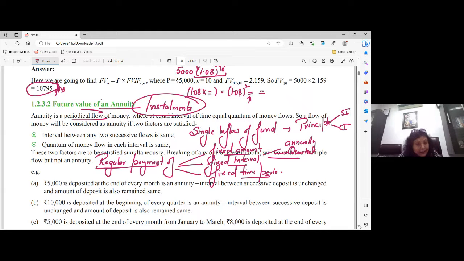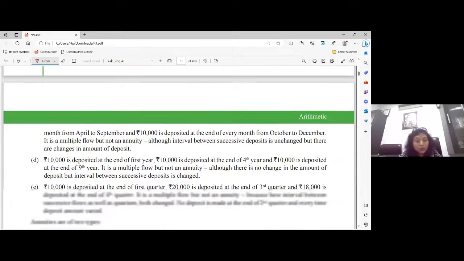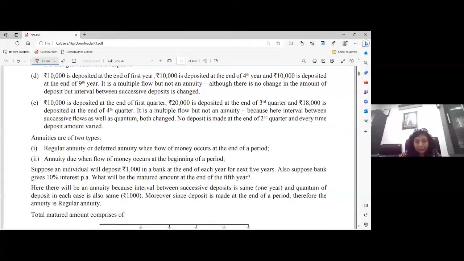But there are certain conditions of annuity. The amount of installment should be fixed, the interval should be fixed, and time period should be defined. So that is called annuity. Like suppose the person says 5,000 is deposited at the end of every month. Now this is called annuity. 10,000 is deposited at the beginning of each quarter. That is again an annuity because the interval is quarterly. If they are paying monthly, again this is called annuity because interval is fixed and time period is also defined. So that is annuity.